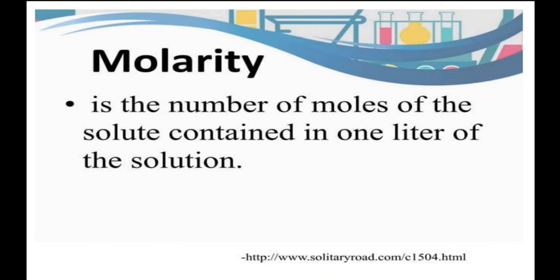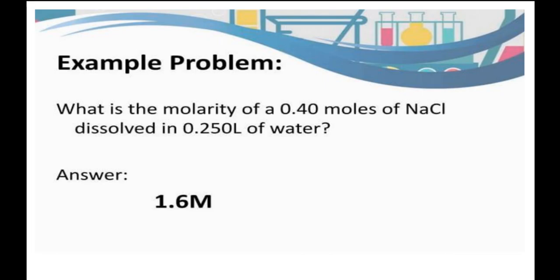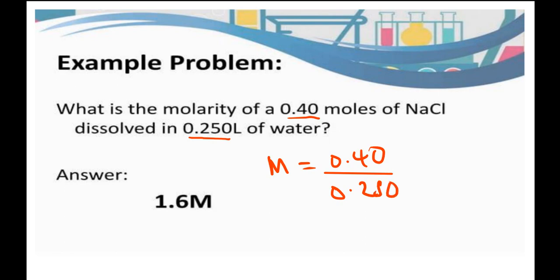They're saying, what is the molarity of 0.4 moles of sodium chloride dissolved in 0.250 liter of water? So the molarity will just be equal to the moles, 0.4, divided by the volume, 0.250. When we divide this, we're going to get 1.6 moles per liter.